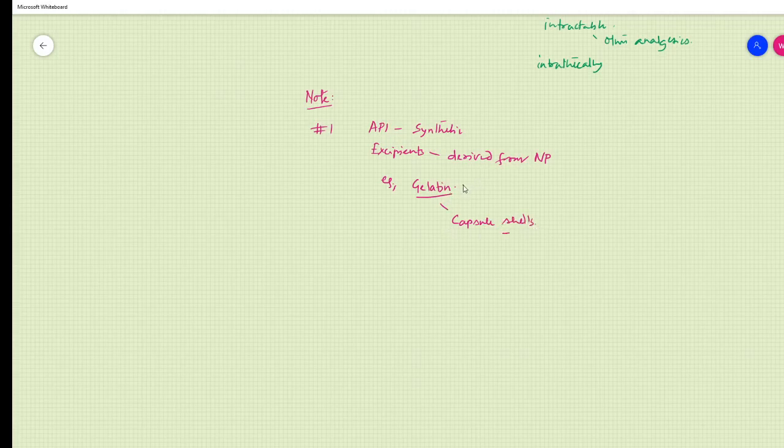But this gelatin itself can be derived from different animal sources, like the ox, sheep, pigs, etc. Gelatin is derived from the connective tissue, which can be the bones and skins of these animals. So the active ingredient may be synthetic, but the capsule may not be.